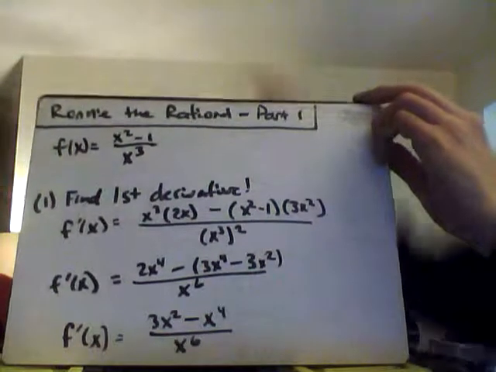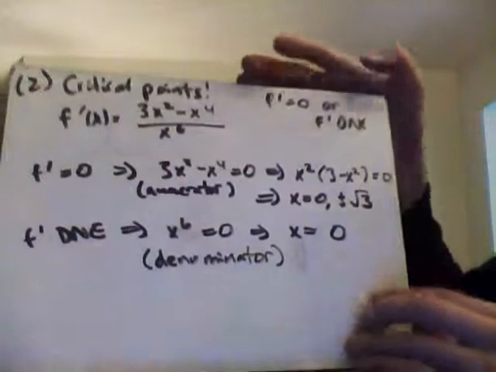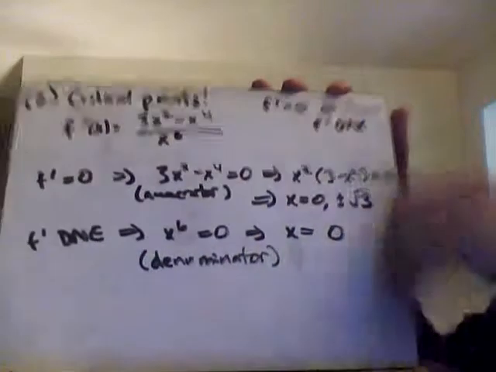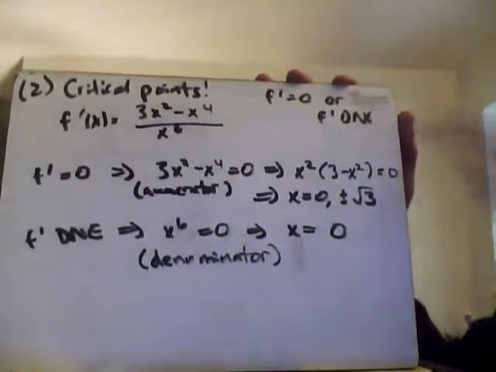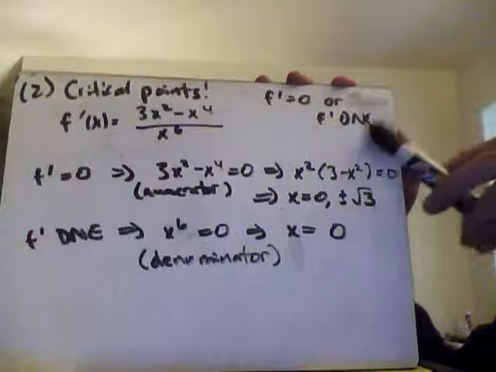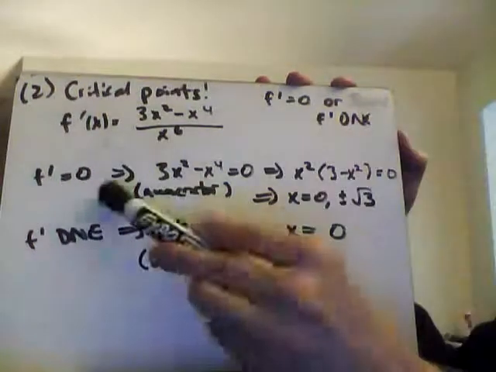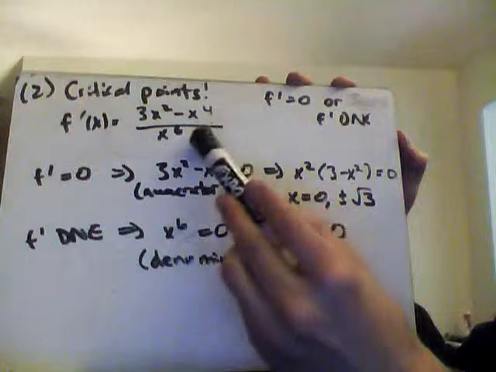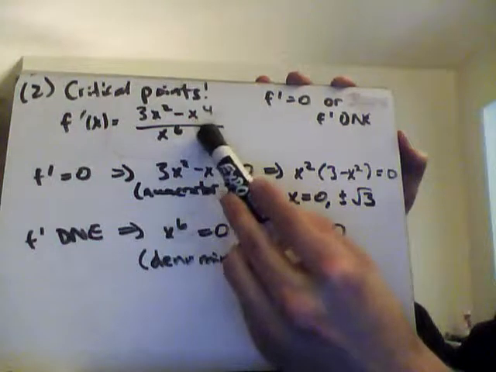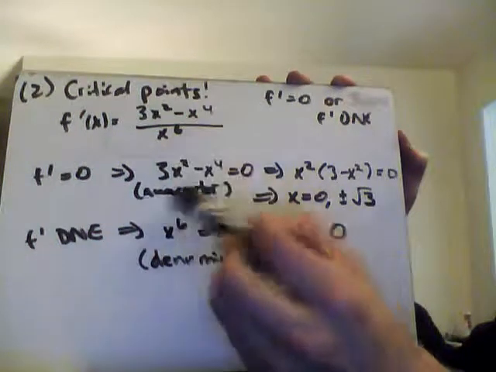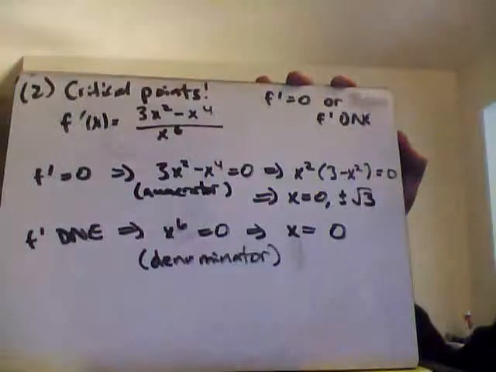Next step, as always, is to find the critical points. As always, when you find your critical points, we're setting our derivative equal to 0, or we're finding where our derivative does not exist. This second part is going to be useful now. To find where the derivative is equal to 0, since we have a rational derivative, essentially what that means is we're going to set our numerator equal to 0.